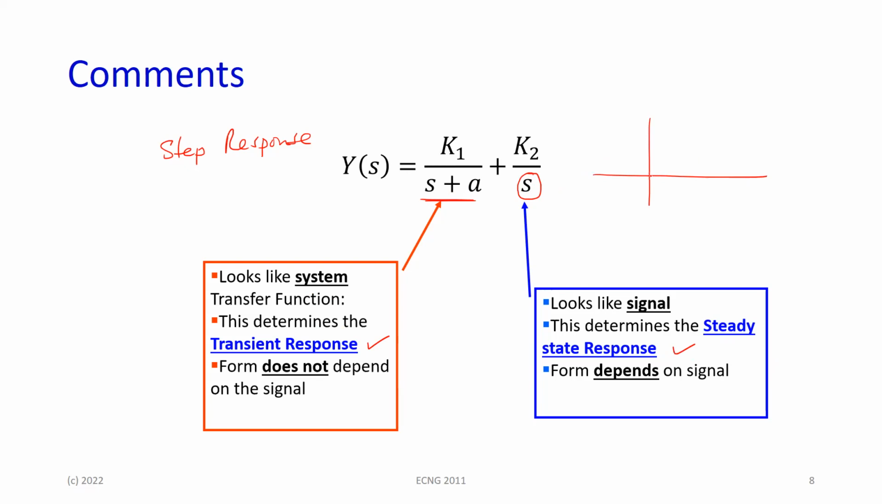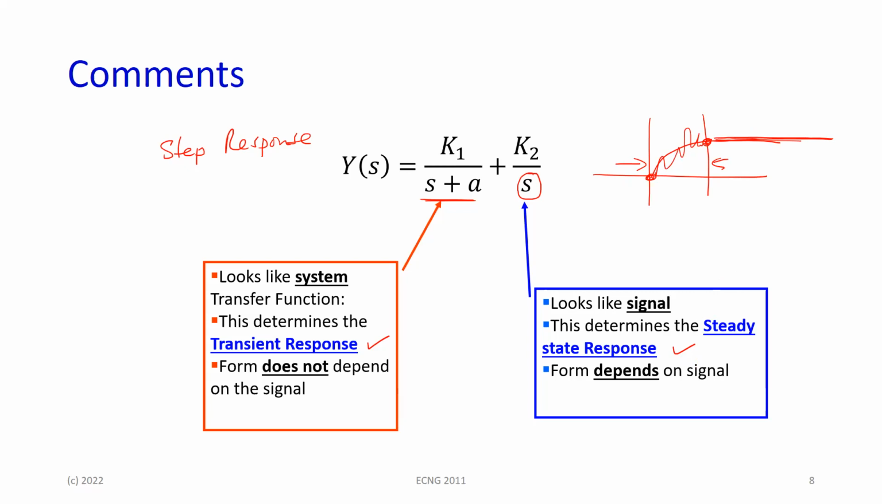So remember we said you have a response looking like that. I'm just arbitrarily drawing it. The transient response here, in other words, how it gets from where it starts to where it settles down, is determined by the system transfer function. So the system transfer function will dictate how it does all of this. Where it settles down after a period of time is determined by the form of the signal. In this case, it's a step, so it's supposed to settle down to some sort of value.